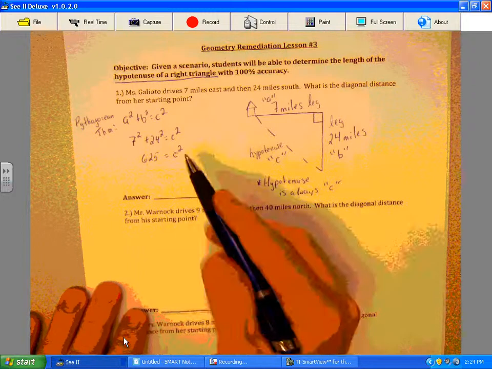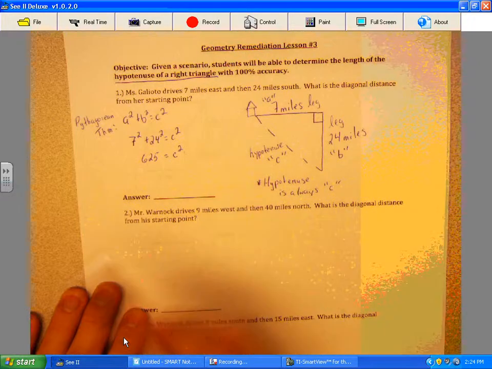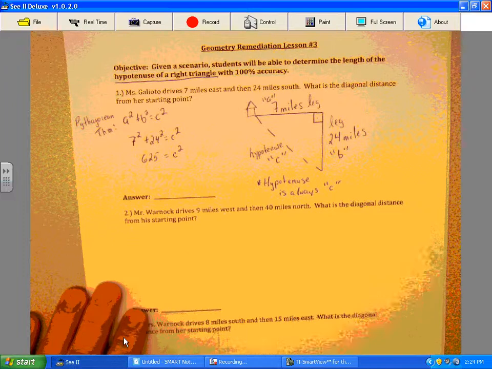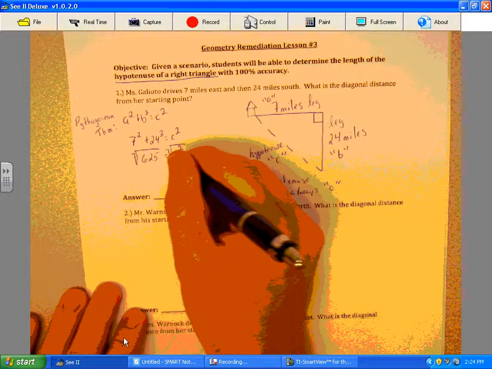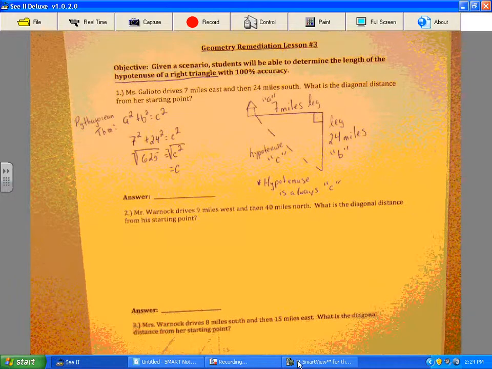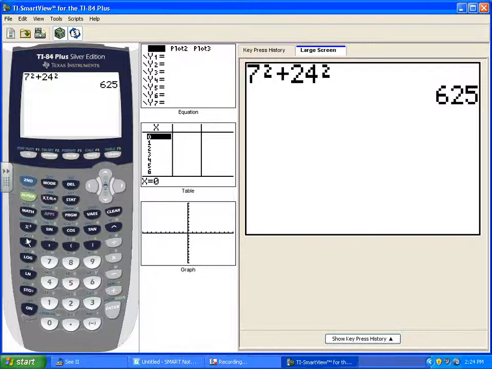Now, we have to get to c. We don't want c squared. So we have to undo this square here. We undo a square by using a square root. So on our graphing calculator, once again, we're going to do the square root. And now the square root is, if you look at where my cursor is, it's right above that x squared. It's that blue symbol right there. So in order to get to that, we have to hit second first. We're going to hit second, and then we're going to hit that x squared button. And notice the square root pops up on the calculator there. And we're going to take the square root of 625, and that is 25.